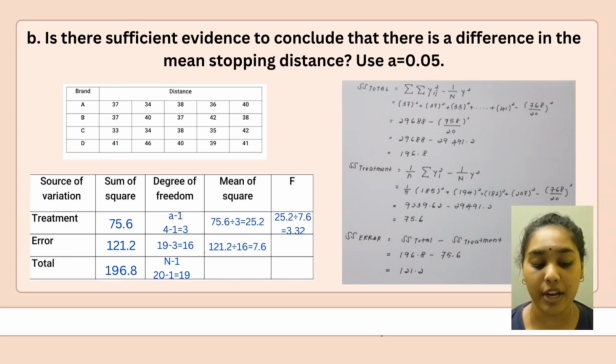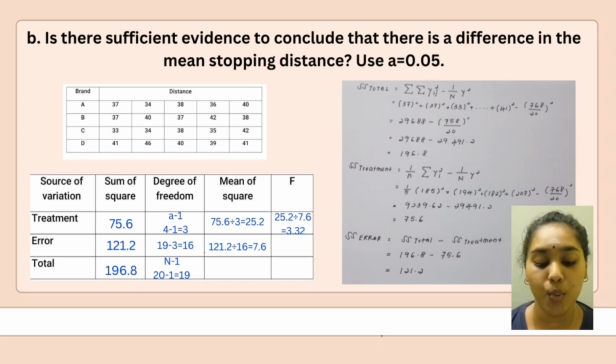So already we found the sum of squares and degrees of freedom. Now to identify the mean square treatment and mean square error, we divide the sum of squares treatment by the degrees of freedom treatment, which is 75.6 divided by 3, equals 25.2. The same goes for the mean square of error, which is 121.2 divided by 16, and we get 7.6.